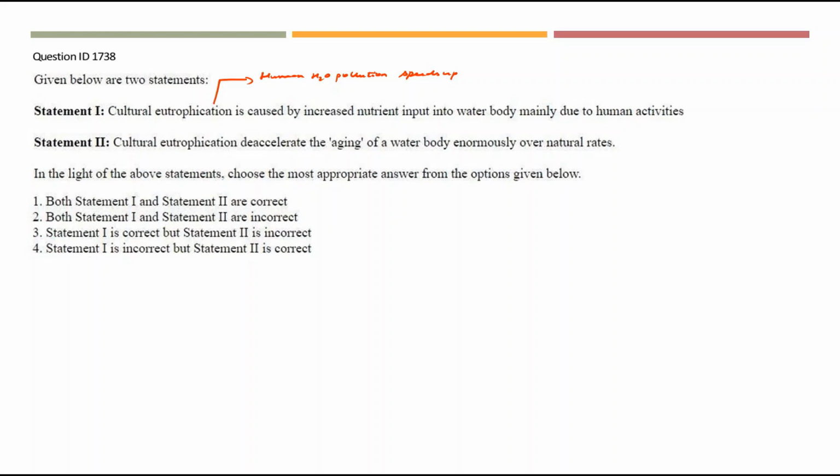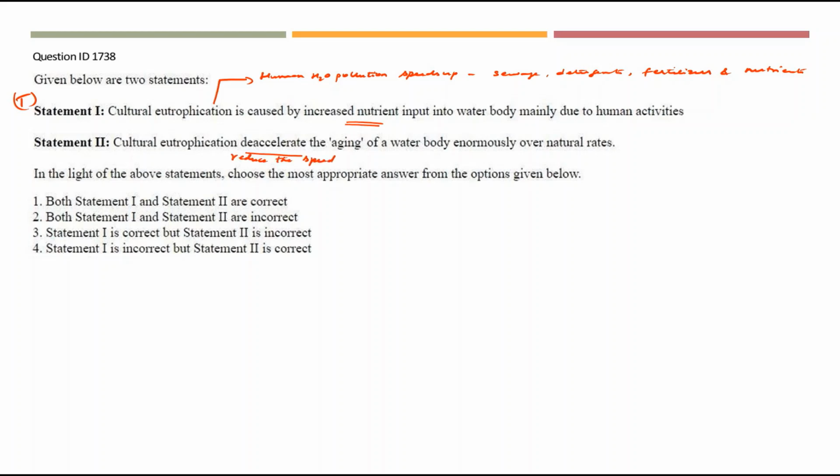It speeds up by introducing sewage, detergents, fertilizers and other sources of nutrients in an aquatic ecosystem. So the first one, it is caused by increased nutrient input into a water body due to human activities, is true. The second one, cultural eutrophication deaccelerate the aging of a water body enormously over natural rates. Deaccelerate means reduce the speed.